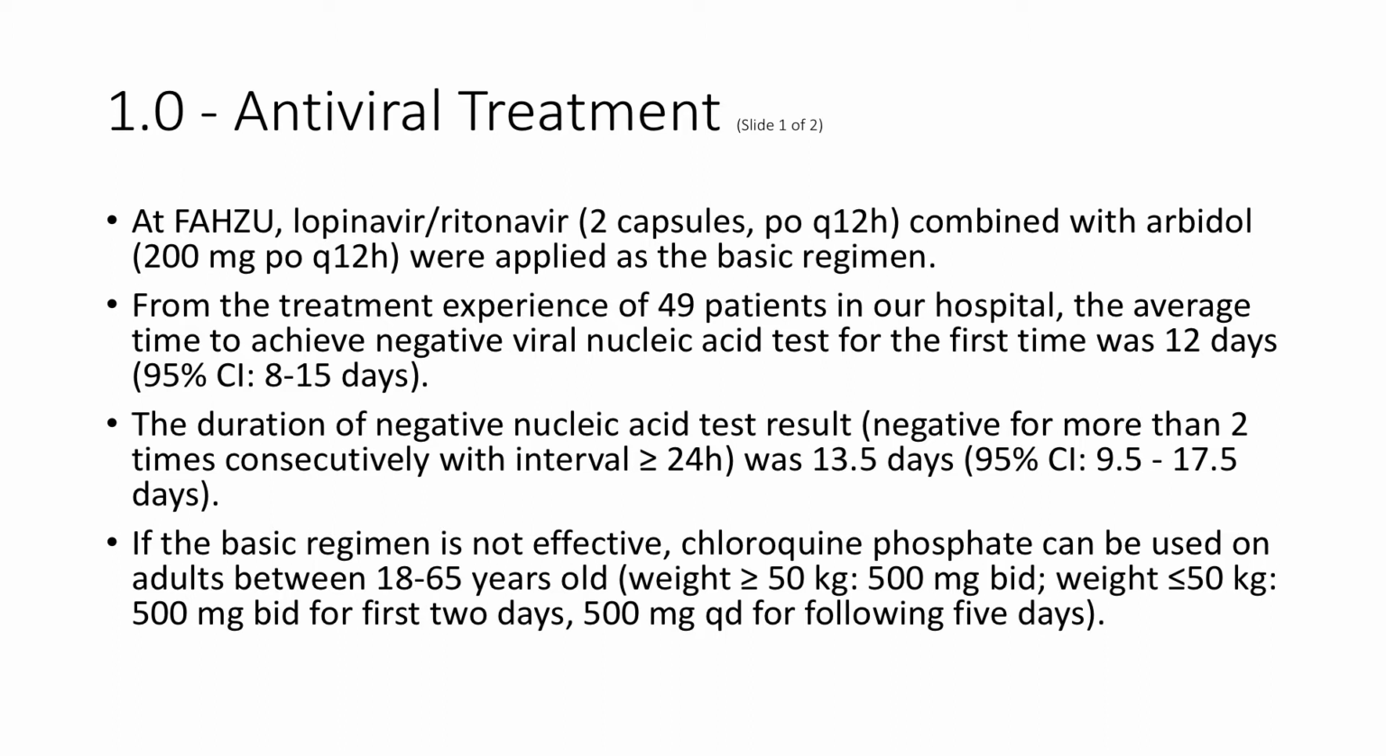If the basic regime is not effective, chloroquine phosphate can be used on adults between 18 and 65 years old. If their weight is greater than or equal to 50 kilograms, the dose is 500 milligrams twice a day. If their weight is less than 50 kilograms, the dose is 500 milligrams twice a day for the first 2 days, then 500 milligrams once a day for the following 5 days.